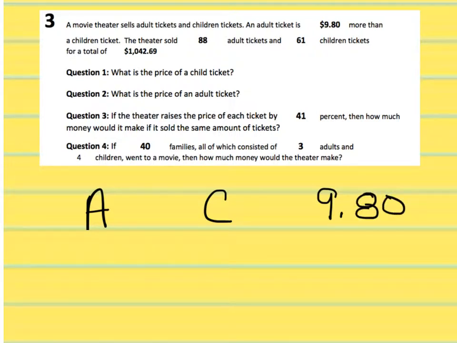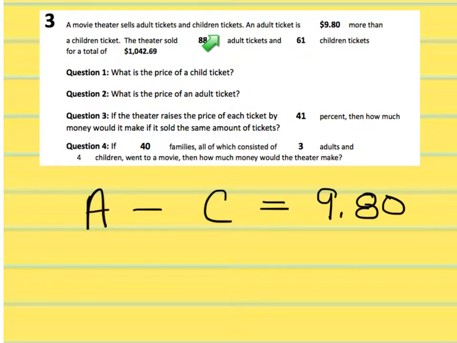That's not an equation. We have no operation and we have no equal sign. How can I get $9.80 if one ticket is $9.80 more than the other ticket? What operation could I use? Subtract. Adult ticket minus children ticket equals $9.80. That is because this one is $9.80 more than this one. If I subtract these two, this is what I should get, $9.80.